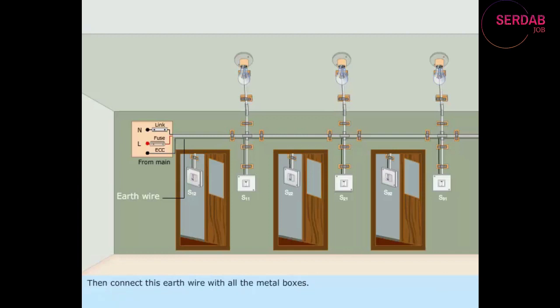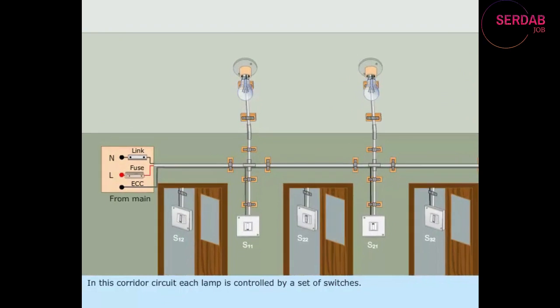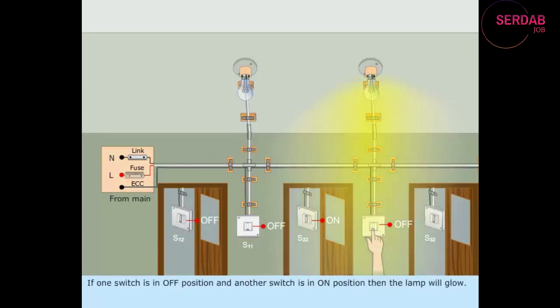In this corridor circuit, each lamp is controlled by a set of switches. The lamp will not glow if both the switches in the set are in off or on position. If one switch is in off position and another switch is in on position, then the lamp will glow.